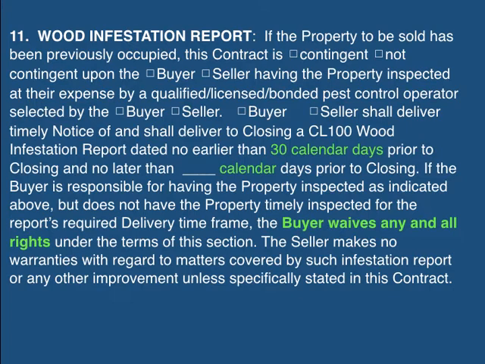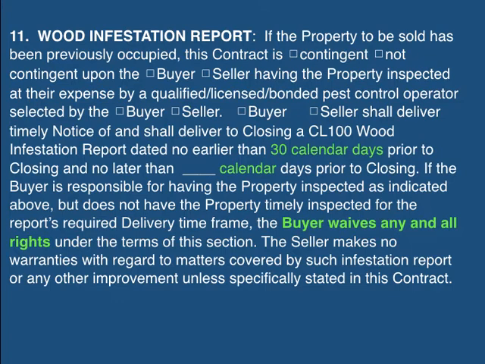If the buyer is responsible for having the property inspected as indicated above, but does not have the property timely inspected for the report's required delivery time frame, the buyer waives any and all rights under the terms of this section. Okay, if the buyer is responsible for having the property inspected, if that was chosen, and they do not do it within the time frame that this paragraph talks about, they've waived any and all rights under the terms of this section.